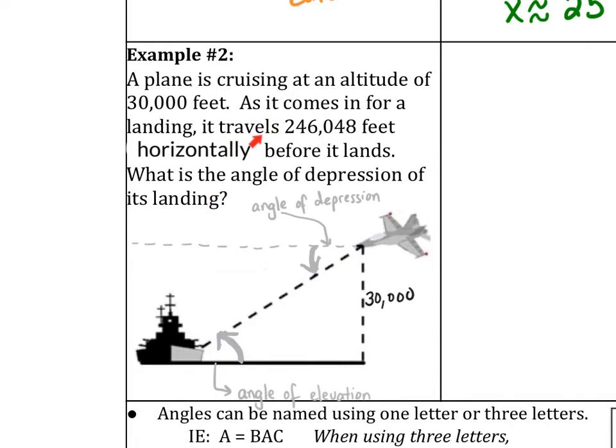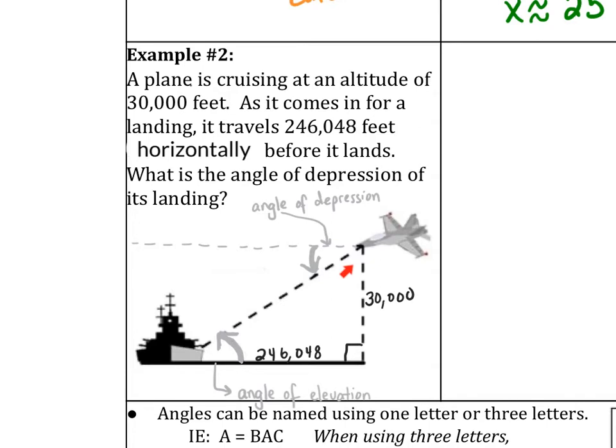And it travels 246,048 feet horizontally. So that means it's not this side. It covers a horizontal distance here of 246,048 feet. We also need to label that this is a right triangle. And lastly, it's asking for what is the angle of depression.